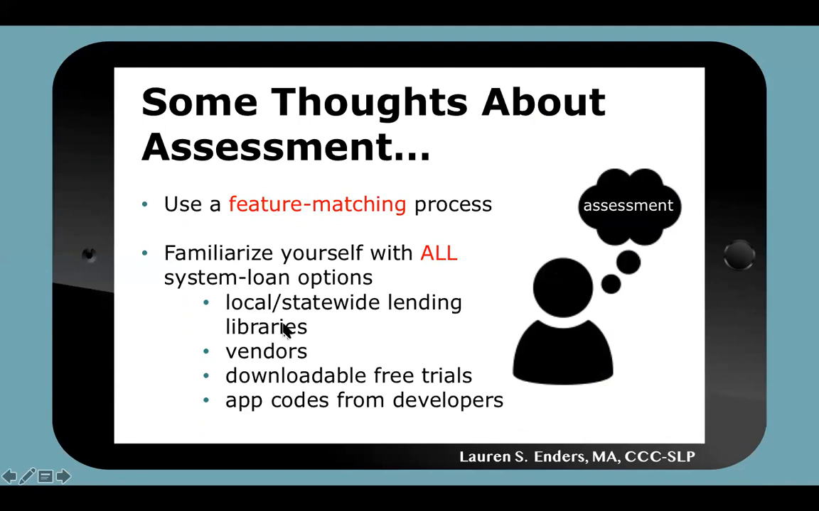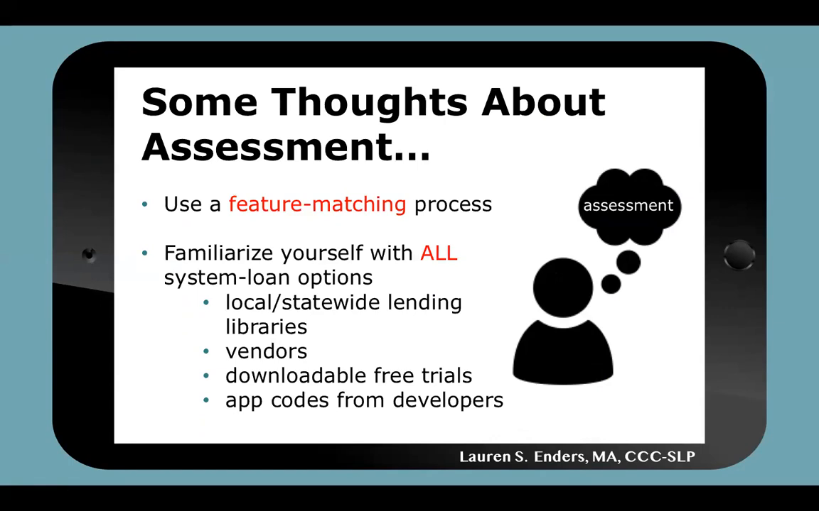All right, some thoughts about assessment. I'm going to go through this very quickly, as this is not our focus. It's that whole bit about feature matching. We have to make sure that we know what they need in terms of features, and then we explore. It is important to know about all of your loan options, because we know that we should always try AT before we buy it. So, local and statewide lending libraries.